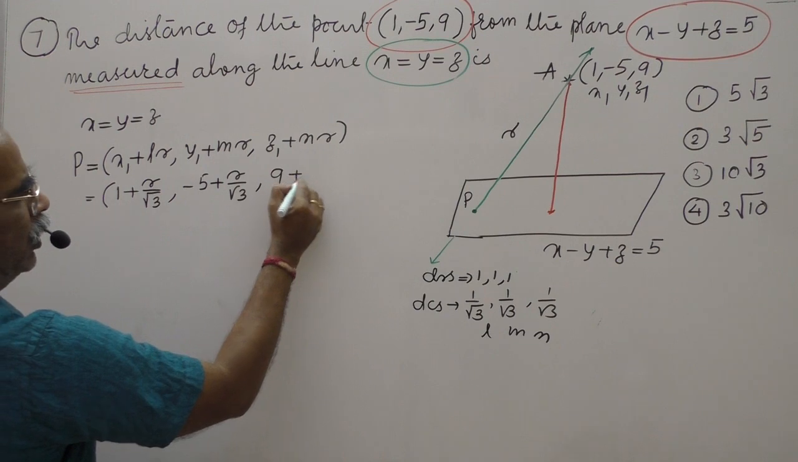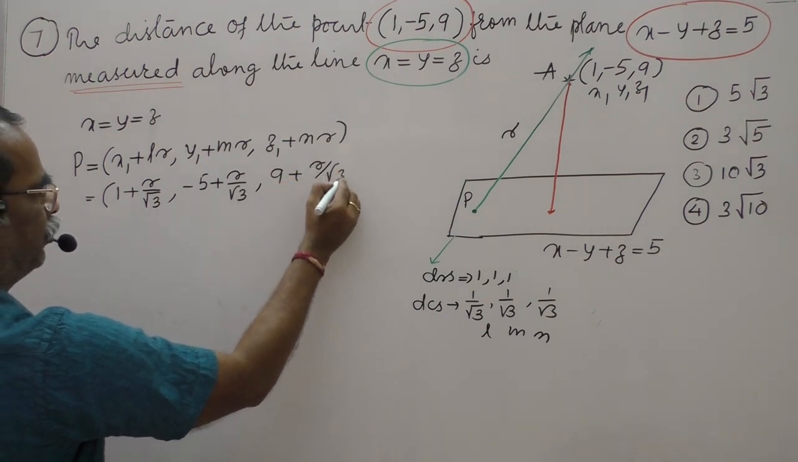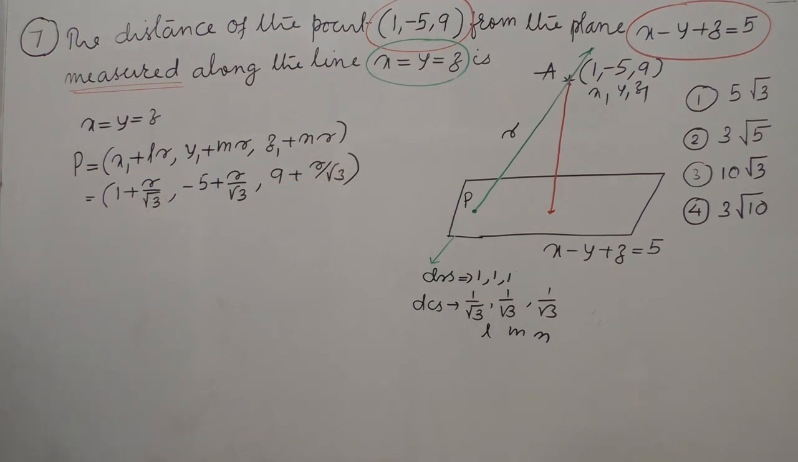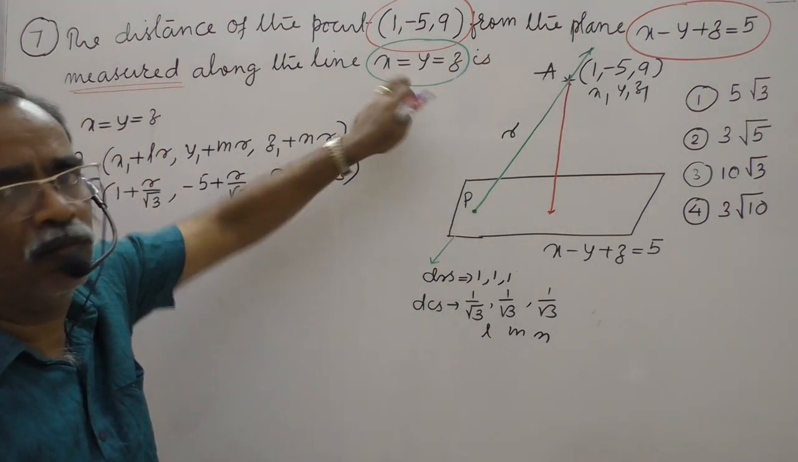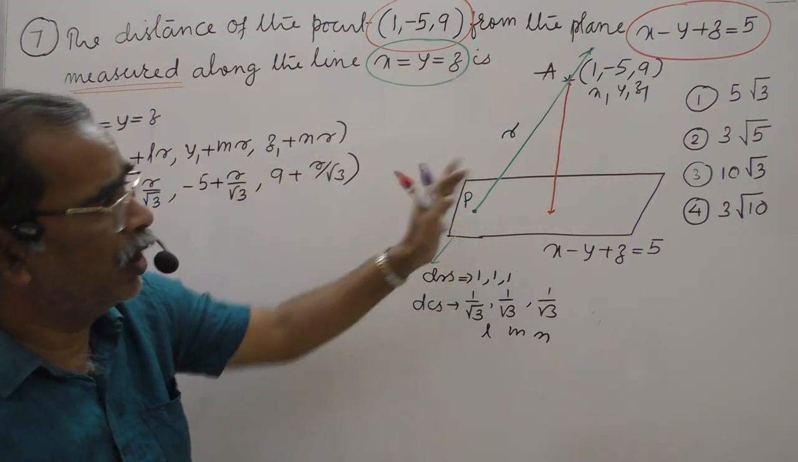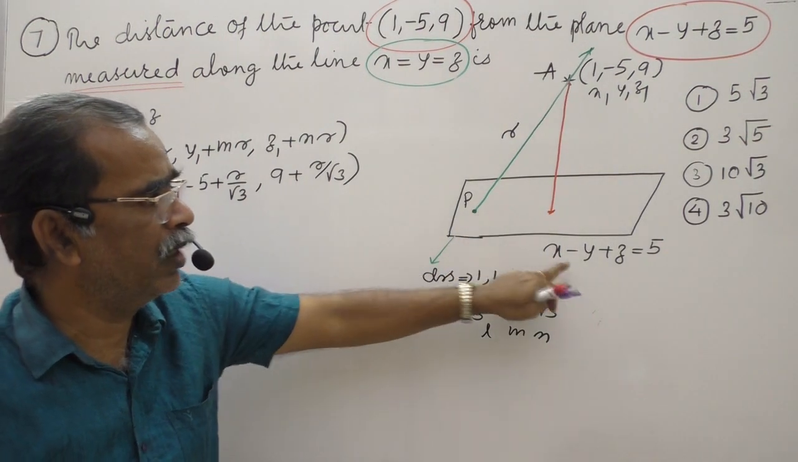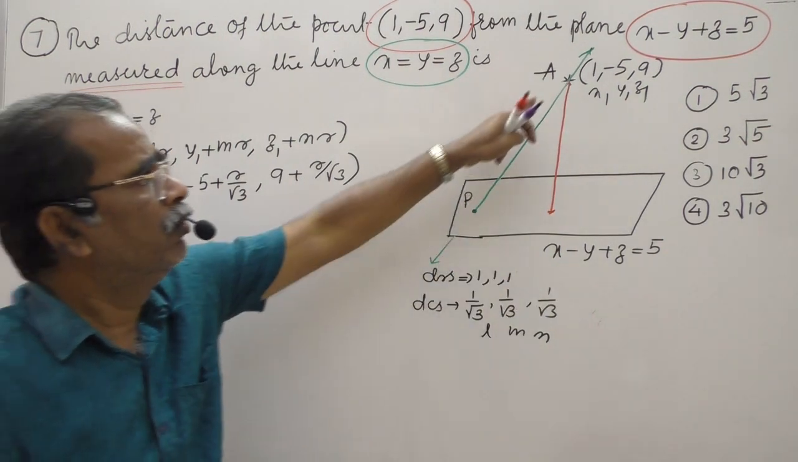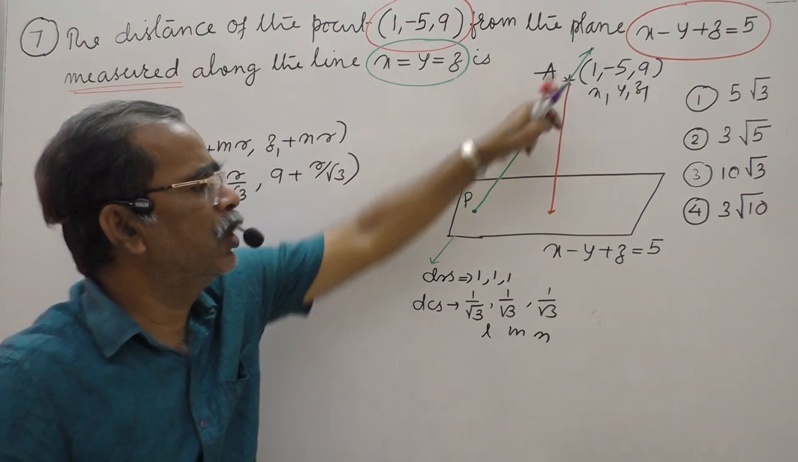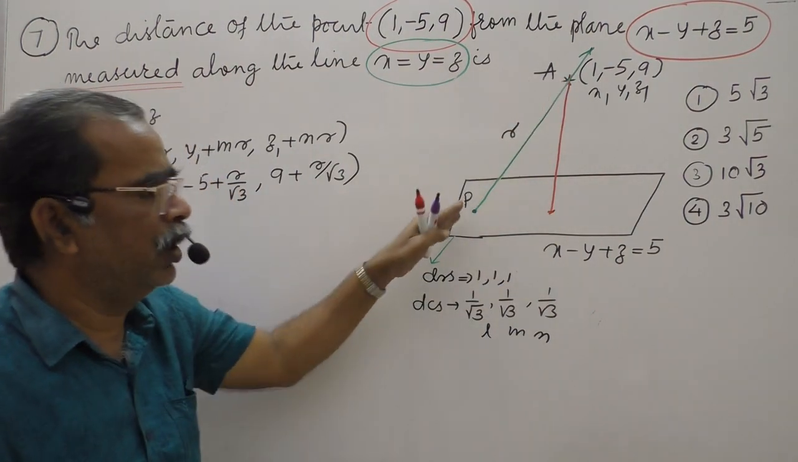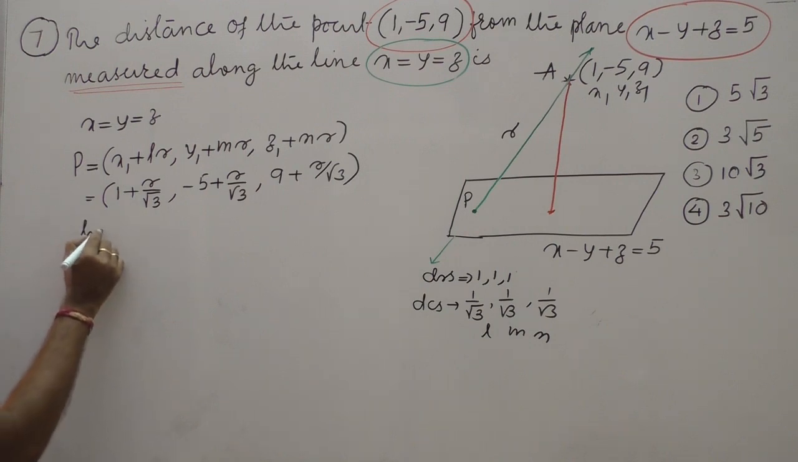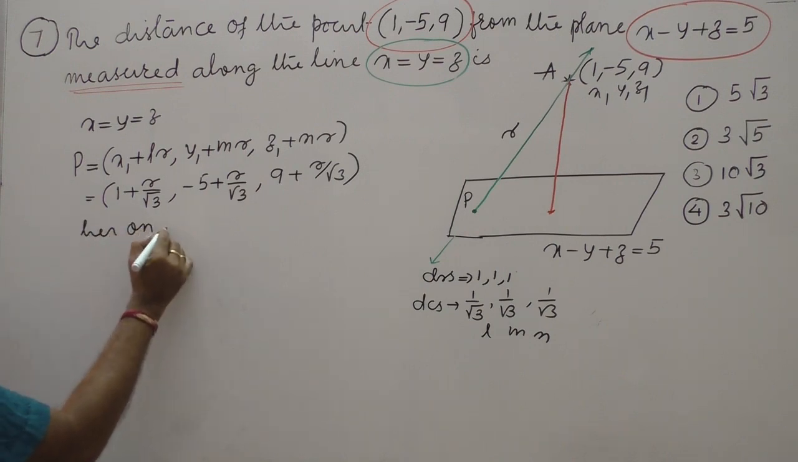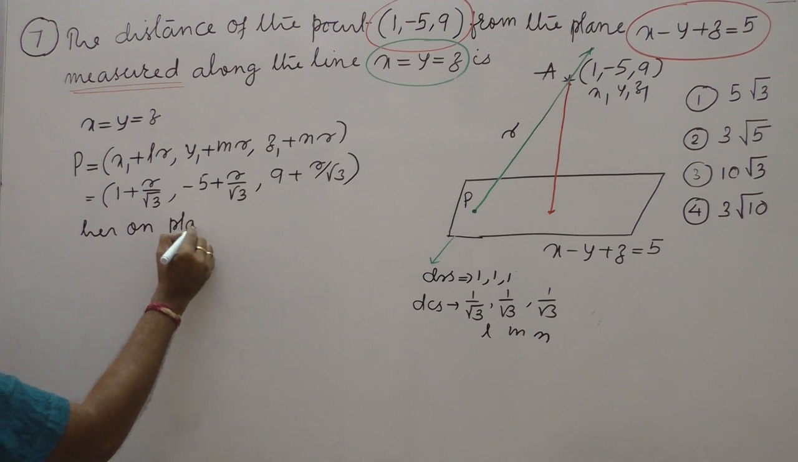Z1 is 9. NR again same. What is this? This is point P, which is a point on the given line. But it also lies on the plane, because we are finding the distance from this point to this line along this. That means P lies on this plane also. So this point P lies on the plane also.